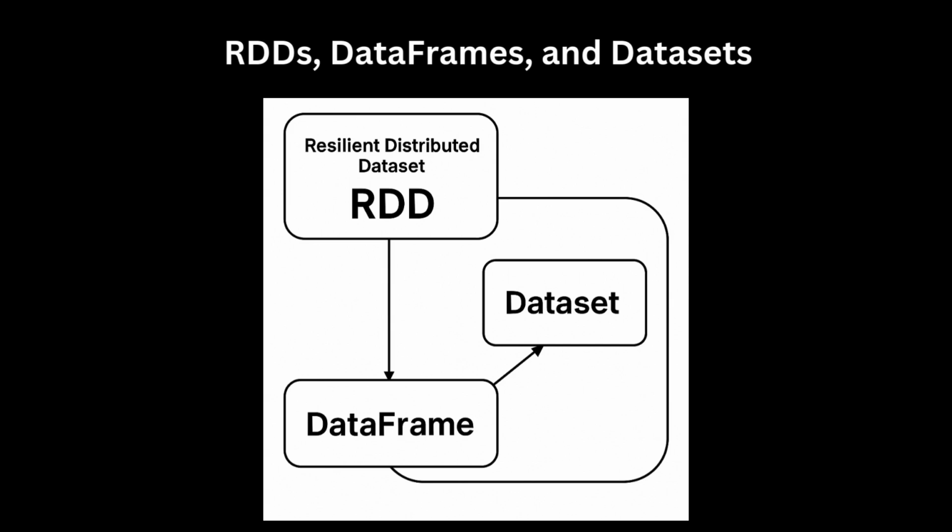Then comes datasets, a blend of both. They offer the type capabilities of RDDs and the optimizations of DataFrames. However, in PySpark, datasets don't exist separately as they do in Scala. So Python users mostly work with DataFrames for structured data. In essence, choose RDDs for more control and DataFrames for most use cases where performance and simplicity matter. Let's now visualize the relationship and differences between these abstractions.